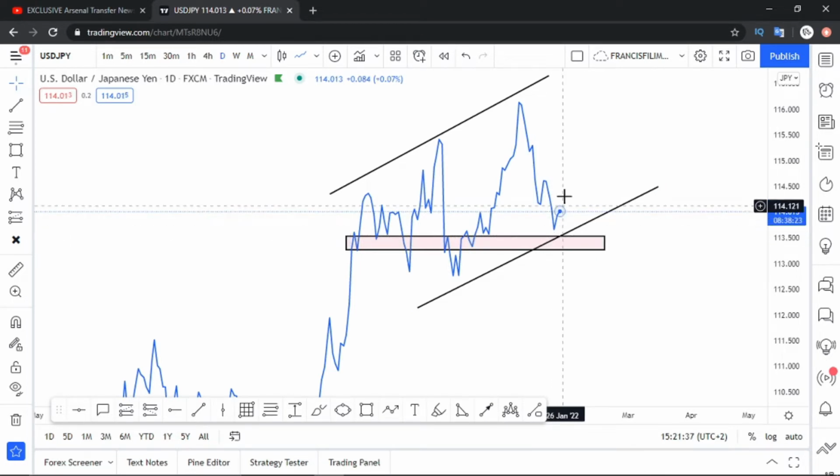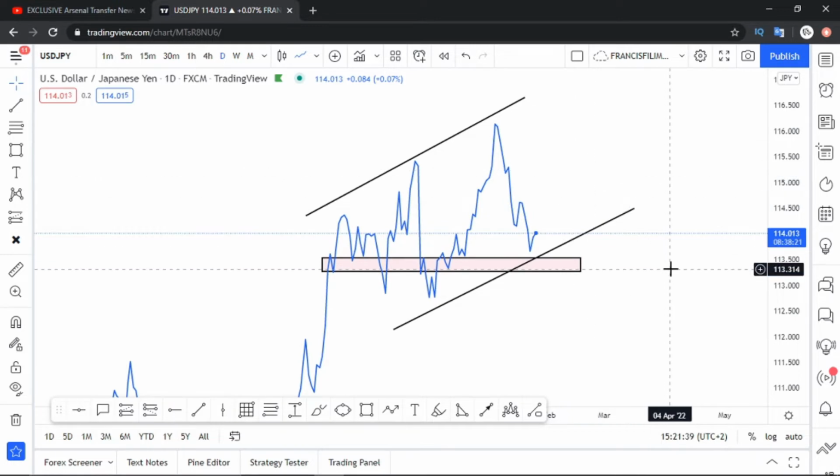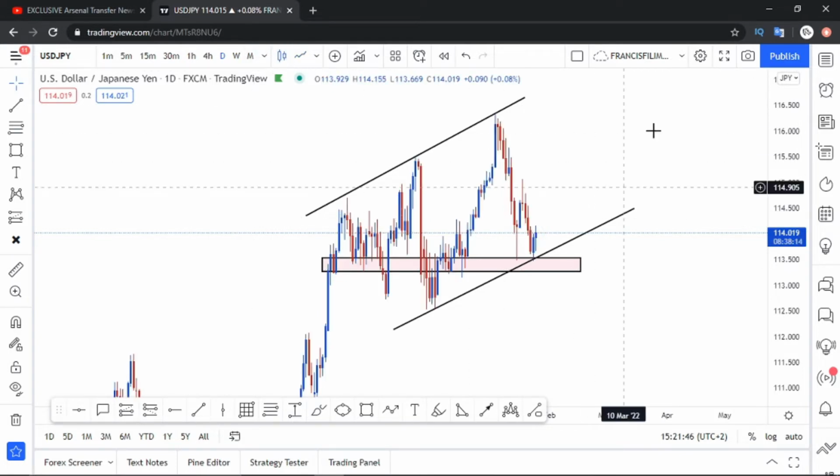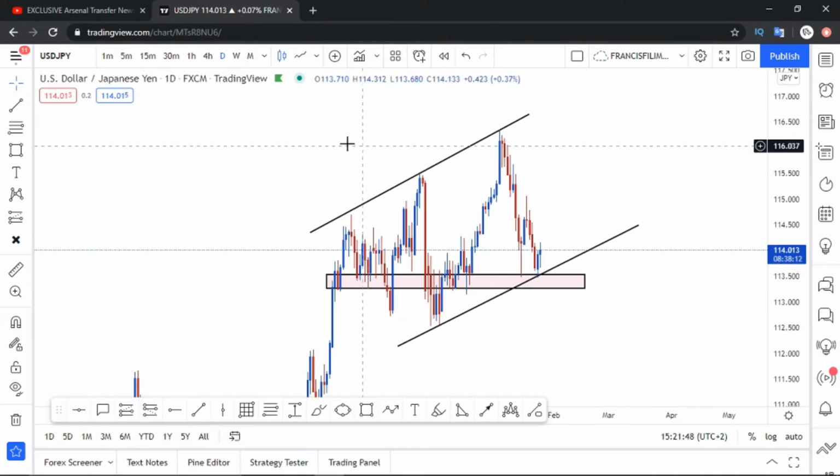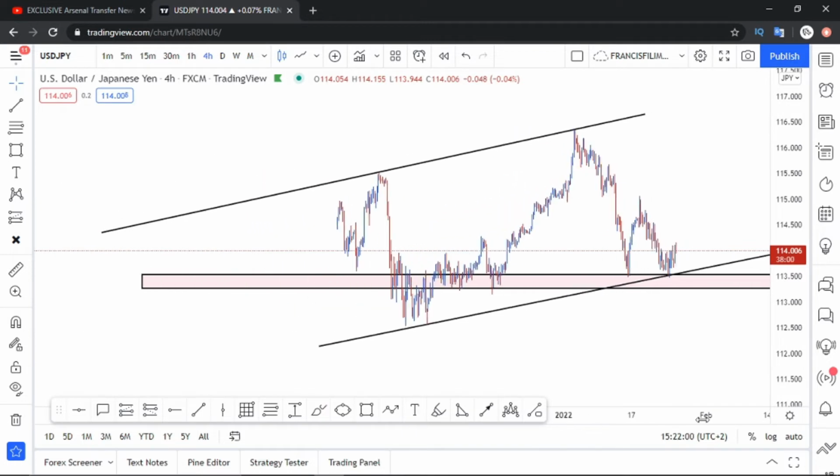in an uptrend, guys. So after the market gives us a higher low, we always want to look for the next leg for the higher high in an uptrend, guys. So let's go on to the 4 hours. So now we are on the 4 hour.